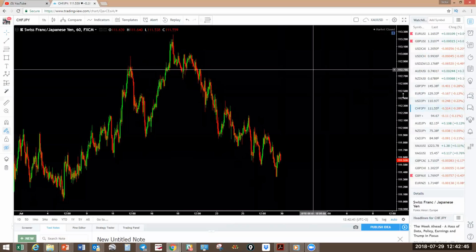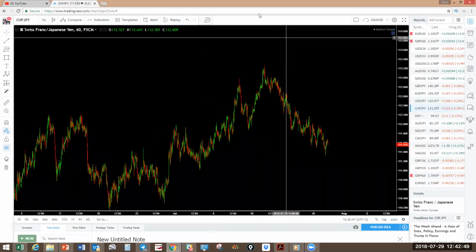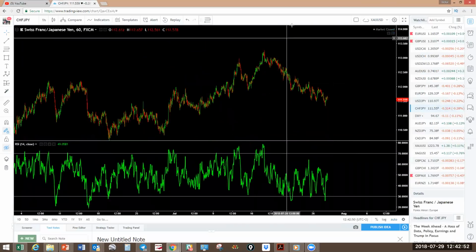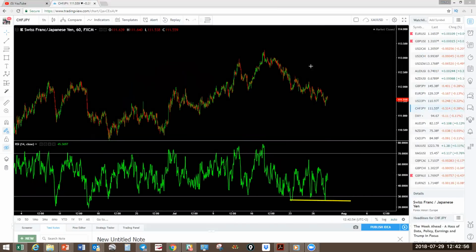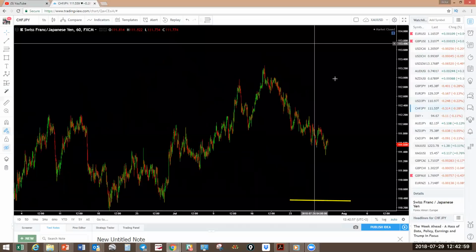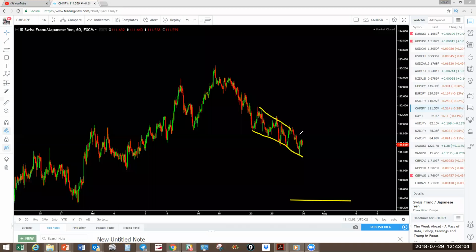CHFJPY is making a very nice V pattern. Let's check divergence. It's not showing much divergence there, but that looks like a V pattern, so you'd expect a bounce. CHF and the euro are correlated as well, so a 3-wave move to the upside cannot be ruled out here. If you're looking at this V pattern, you look for a move out of the pattern.